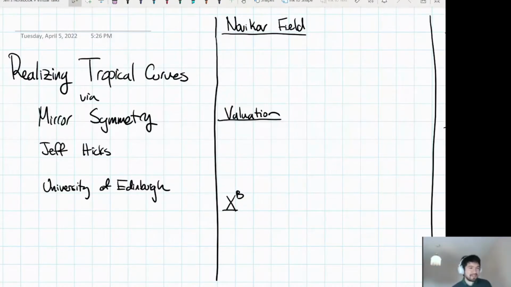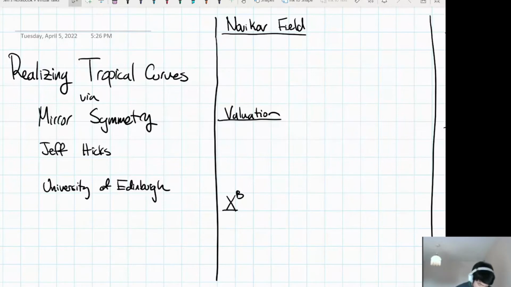Today I'll be talking about realizing tropical curves via mirror symmetry. This is some work which comes out of my thesis, and hopefully there'll be a preprint on this going up in the next week or two related to some of the stuff I'll be talking about today.